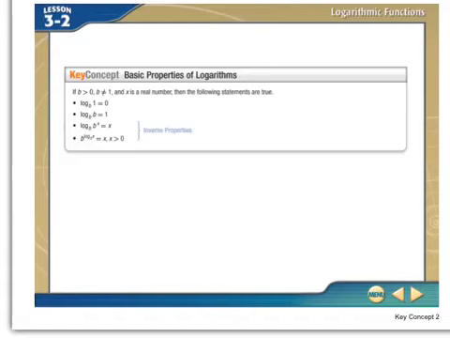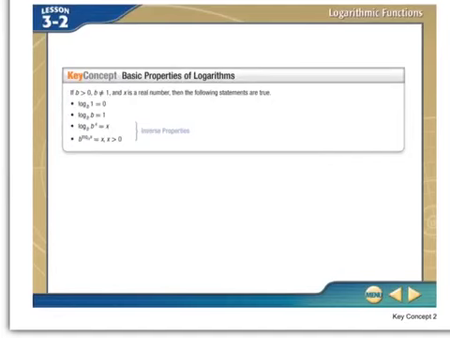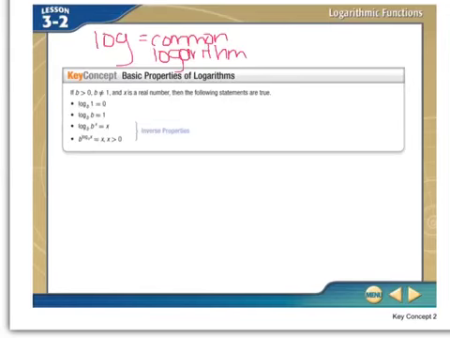In this lesson, there will be two types of logarithmic functions we will discuss. One is considered a common logarithm, and the other is called a natural logarithm. Common log is spelled L-O-G. That's considered a common log or common logarithm. And ln is considered a natural logarithm.